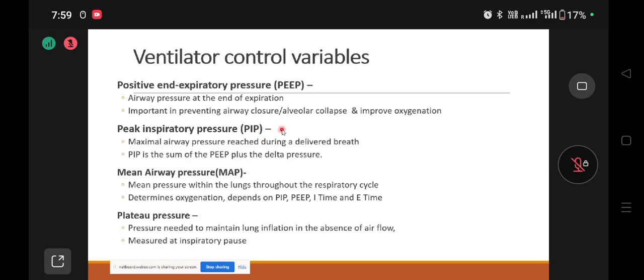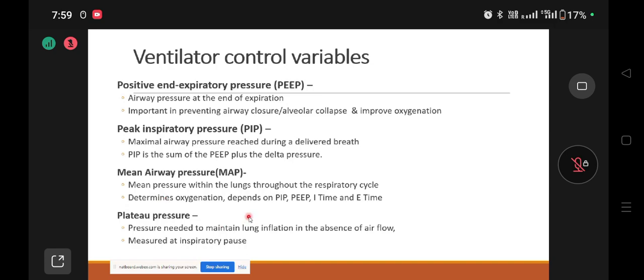And it is basically the pressure which the ventilator applies to deliver a certain breath to achieve a target volume and certain parameters to deliver gases. And basically it is a sum of your PEEP plus the delta pressure. I think I'll be showing you in one of my slides what we mean by delta pressure. And the area under this curve is basically what is called mean airway pressure, which determines your oxygenation, and it depends on many things like PIP, PEEP, inspiratory time, and expiratory time.